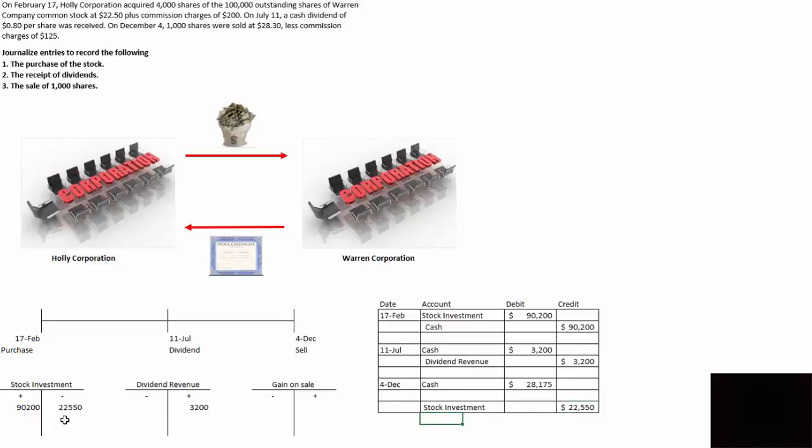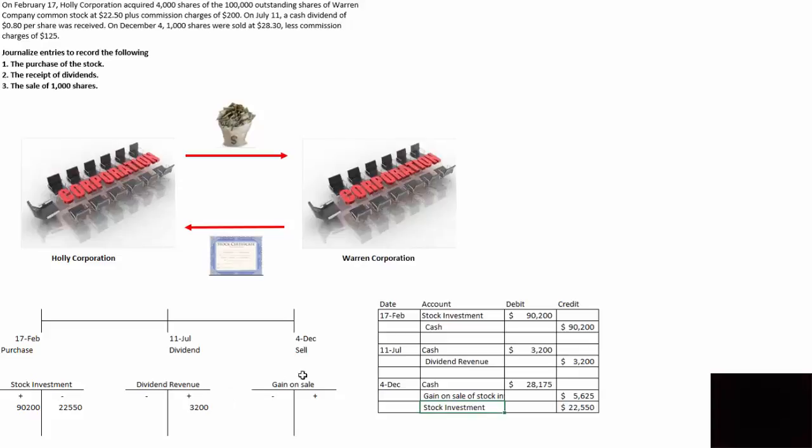We don't decrease the stock investment by the proceeds we received, because there was an increase in the market value from $22.50 to $28.30. So my stock investment should logically decrease by 1/4 of the historical cost, $22,550. So I've done that correctly, but I received more cash than the cost. The difference is what we recognize as the gain on the sale of the stock investment. So we made money, right? That's a good thing. Gain on sale of stock investment.